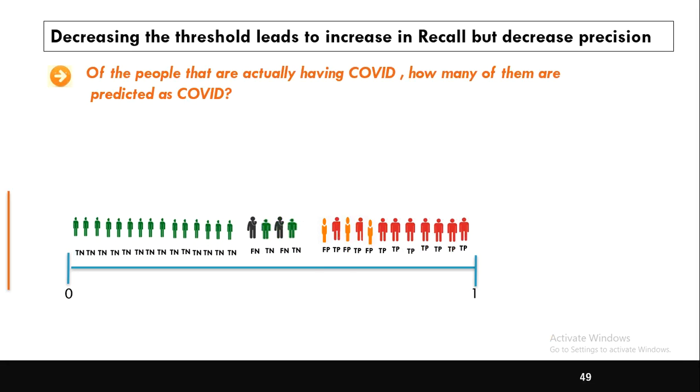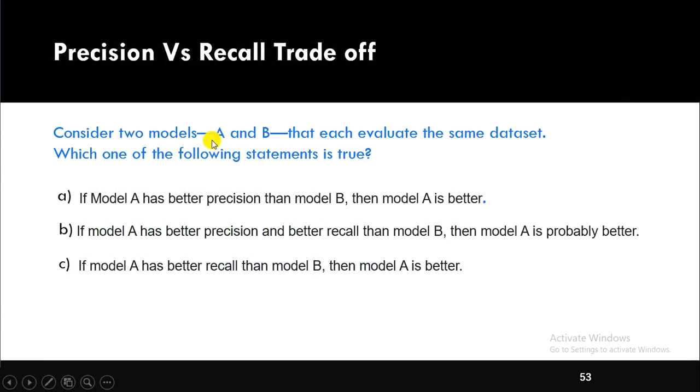Now let us look at this quiz. So what is the answer for this quiz? Consider two models A and B. In this case, the answer is A. You computed the precision and recall for both model A and model B. Compared to B, model A has better precision and better recall, right? So in this case, model A is doing a good job.